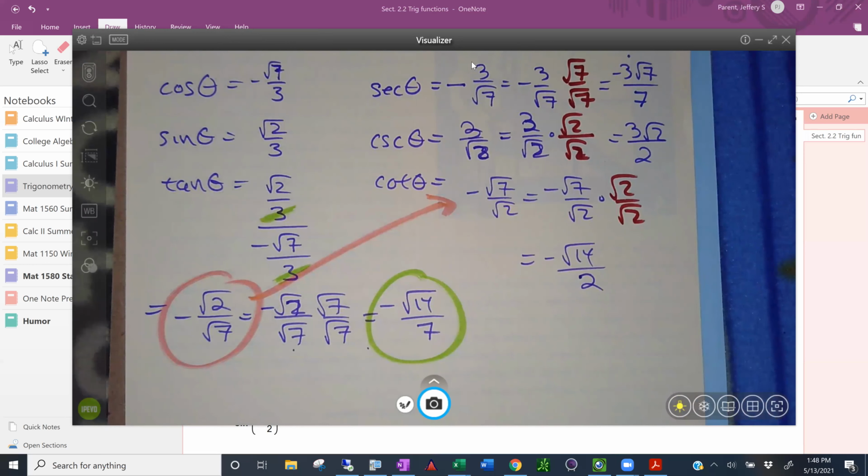Comments or thoughts on that one? You comfortable with this one? There's going to be one like it in your homework. This was good. All right.